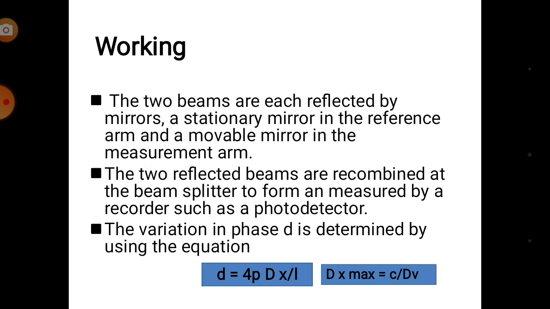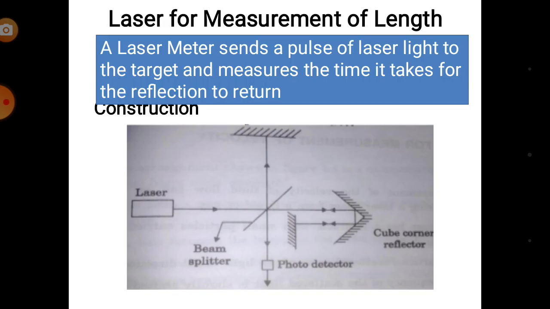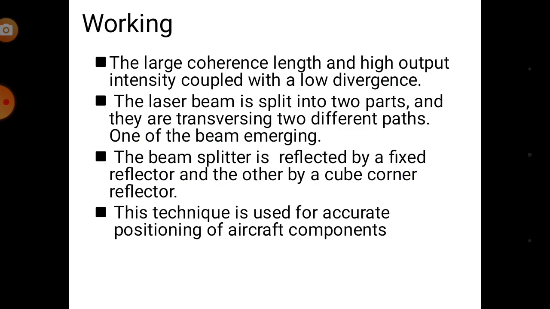And the next is laser for measurement of length. A laser meter sends a pulse of laser light to the target and measures the time it takes for the reflection to return. Construction: the laser is directed to the beam splitter, and the beam splitter reflects it to the cube corner reflector, and the cube corner reflects it to the fixed reflector, and the photodetector is used to record.